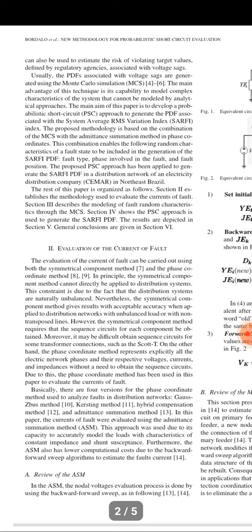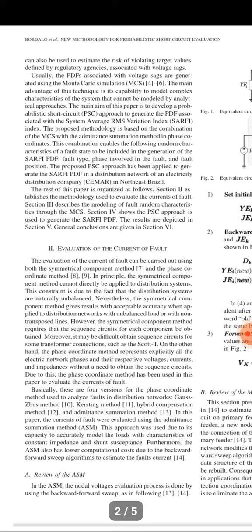For some transformer connections, the phase coordinate method models the electric network in phases and their respective voltages, currents, and impedances without the need to obtain the sequence circuit. Due to this, the phase coordinate method has been used in this paper to evaluate the current of fault.